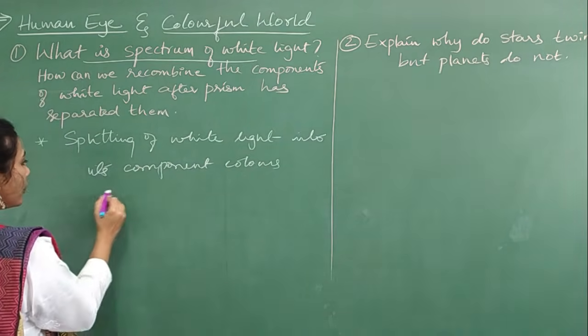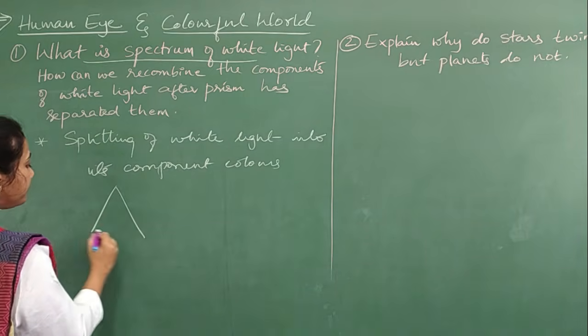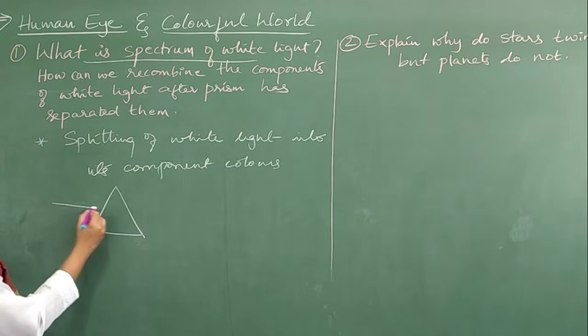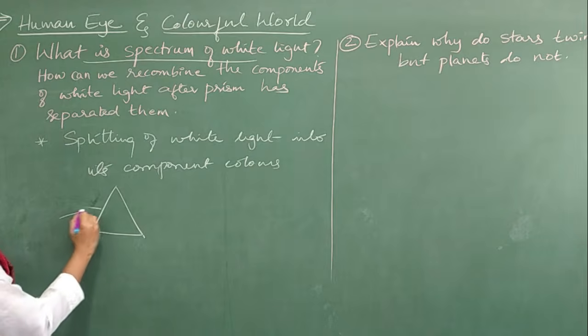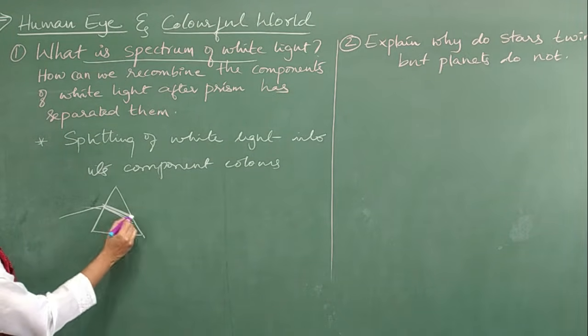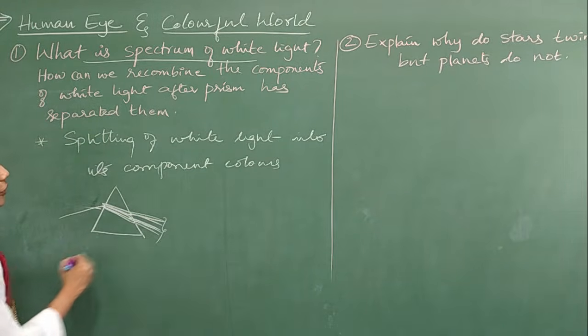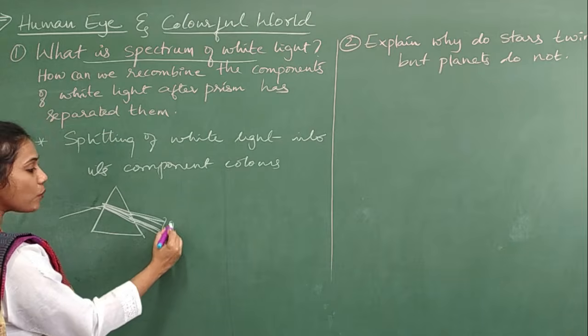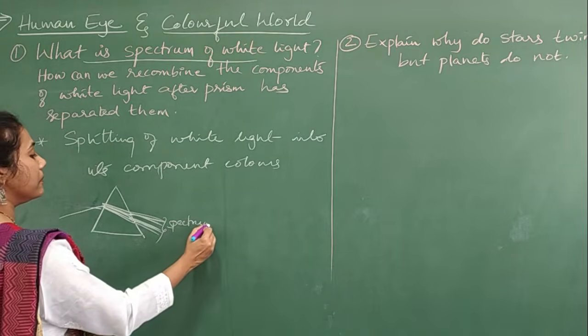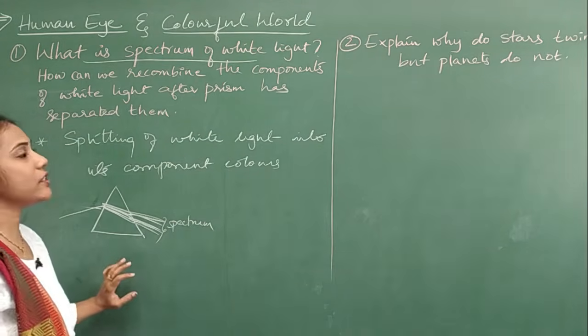So if you take a prism and pass white light obliquely, what happens? This white light will split up into 7 colors, isn't it? So this band of colors is what we call spectrum. Okay, so this is our first question.